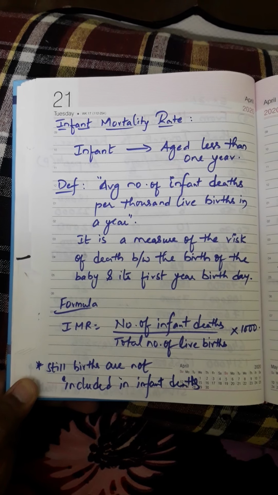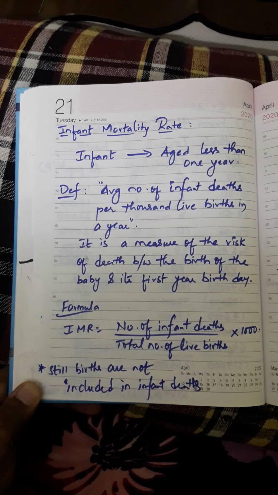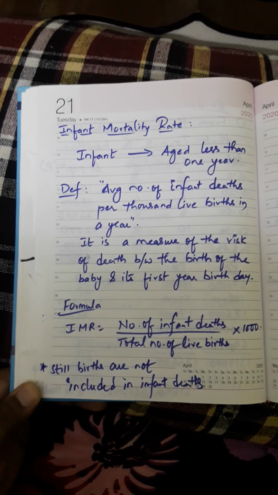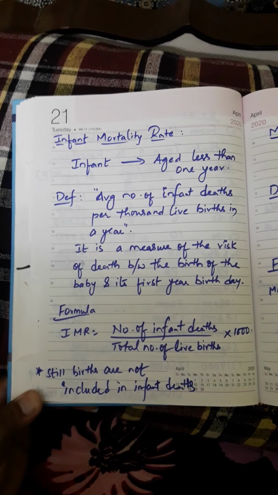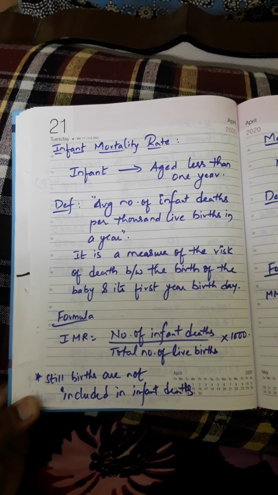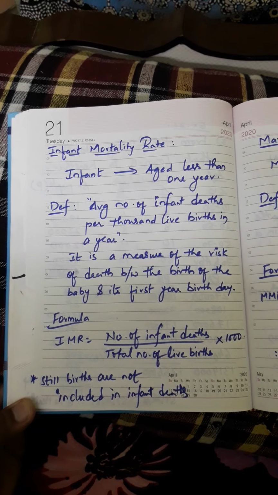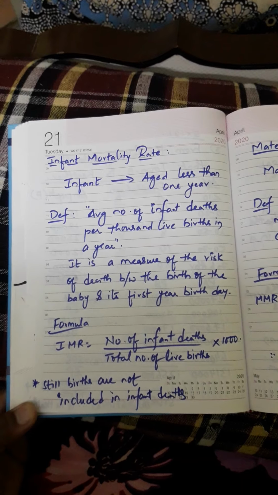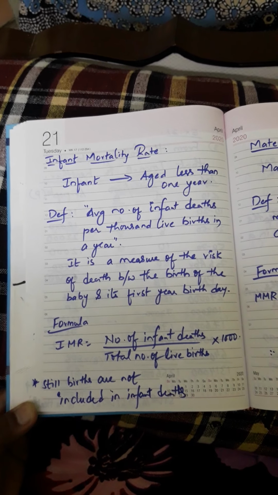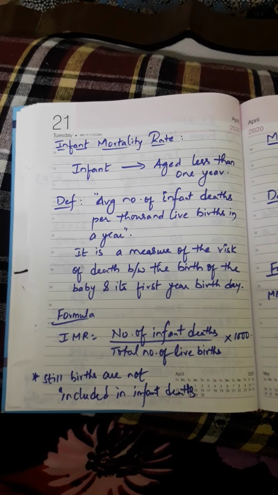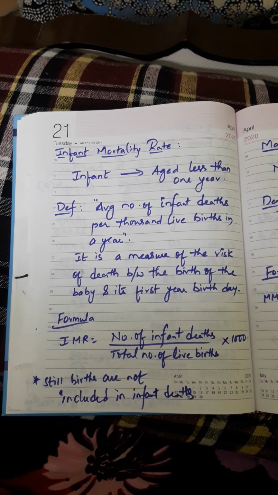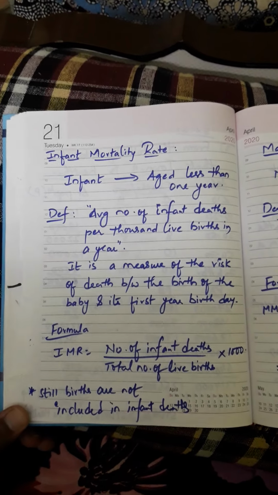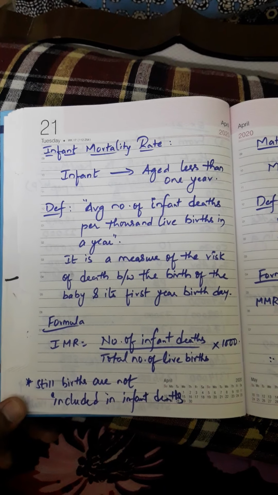So the fourth measure of mortality is the infant mortality rate, denoted by IMR. What does infant mean? Generally we say that infant means aged below 1 year. We can call them infants. Clear? So those aged less than 1 year, those births are infant births. Infant child, less than 1 year babies.